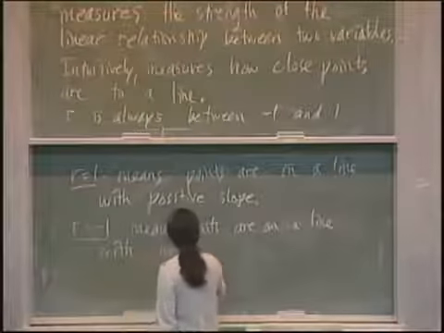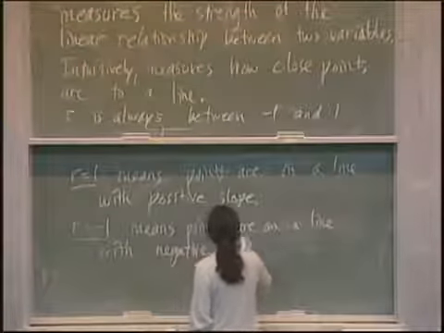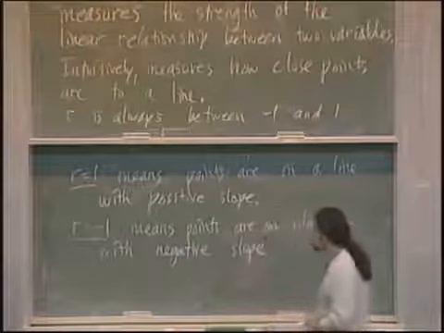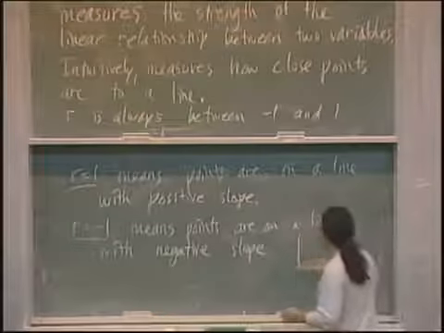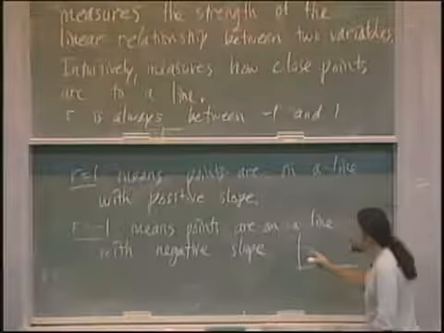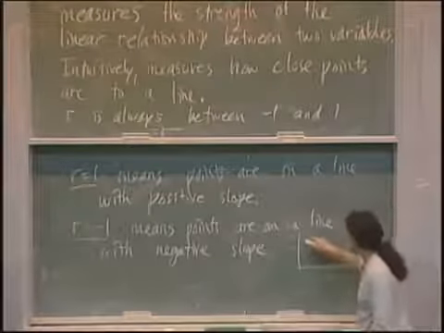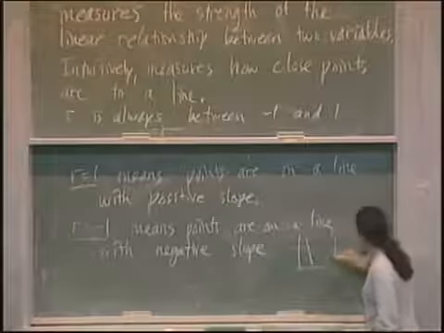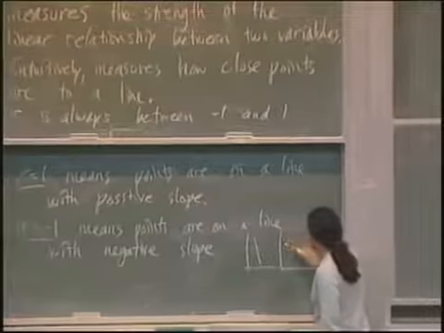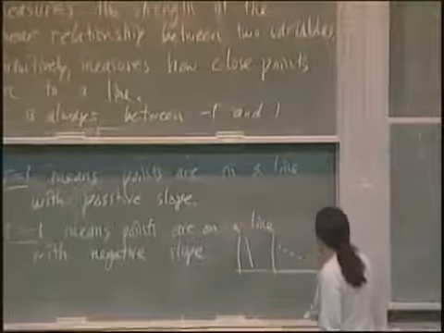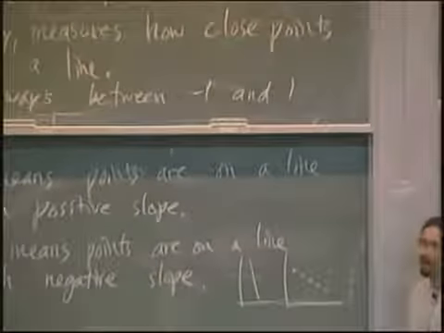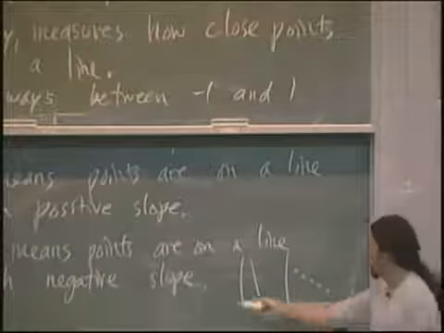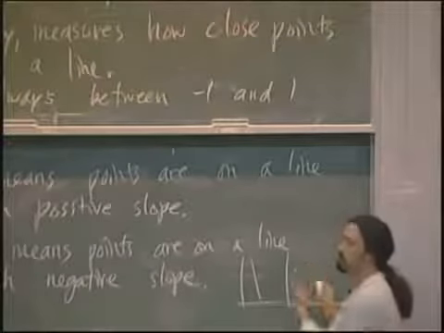Okay, so those are sort of the most extreme cases. R equals -1, you might think of as being like, and it doesn't have to be a slope of -1, it can be like that or like this. You might think of that as the x and y values sort of hating each other. They always do the opposite thing. When one of them goes up, the other one goes down, right?